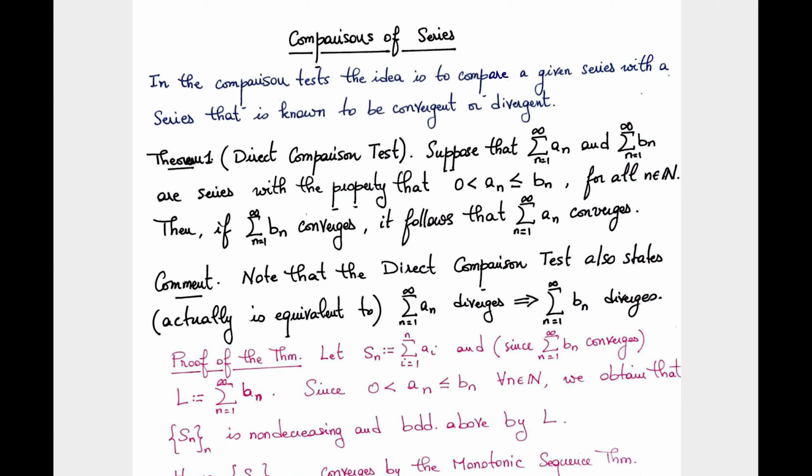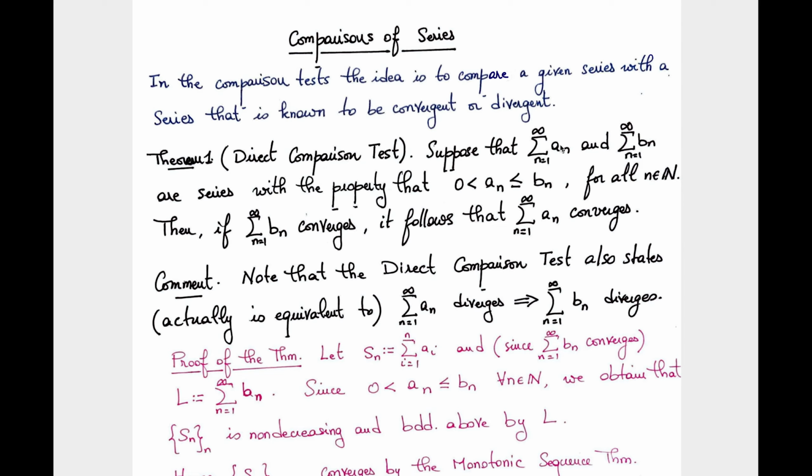Comparisons of series. So in this section, we're going to learn two comparison tests, the direct comparison test and the limit comparison test. The idea of those tests is to compare a given series with a series that's known to be convergent or divergent. Okay. So the first one, which is the direct comparison test, suppose you're given two series.